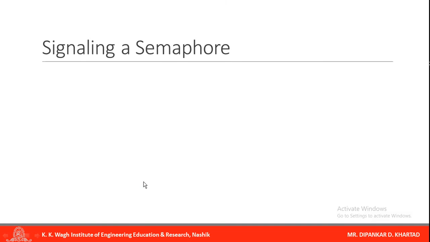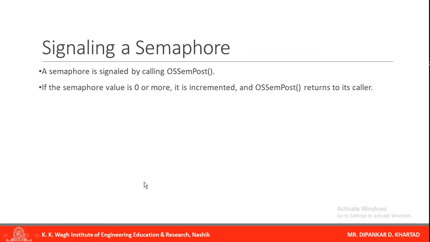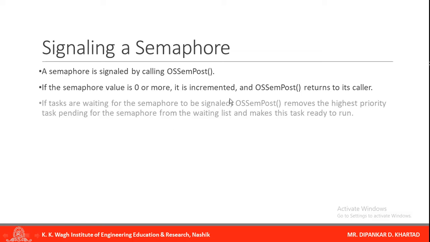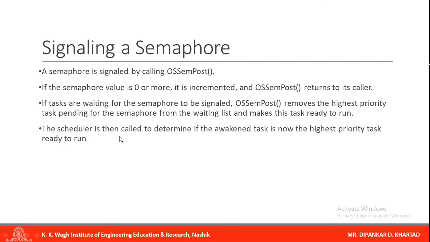Now let's talk about signaling a semaphore. A semaphore is signaled by calling the function OSSemPost. If the semaphore value is 0 or more, it increments and OSSemPost returns to its caller. If tasks are waiting for the semaphore to be signaled, OSSemPost removes the highest priority task pending on the semaphore from the waiting list and makes it ready to run. The scheduler is then called to determine if the awakened task is now the highest priority task ready to run.